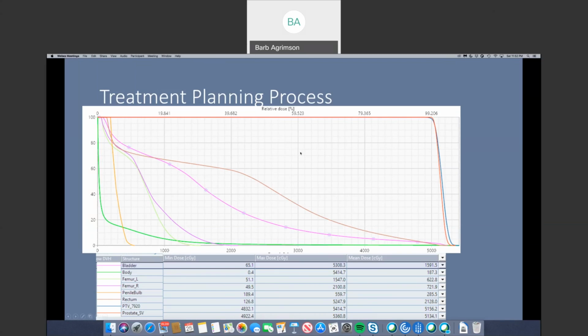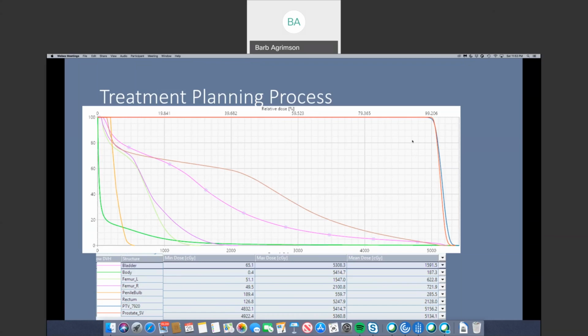So if you look down at the different structures, there's bladder, body, femurs, penile bulb, and the rectum. There's also color codes that are related to those, and then they're also demonstrated on the graph. There's the maximum dose that can be determined after the calculation's done, the mean dose, the min dose, and then we can also see volume. So, for instance, the rectum, if you were to look at what 20 gray is, which is these bottom values down here, 20 gray receives about just under 60%.